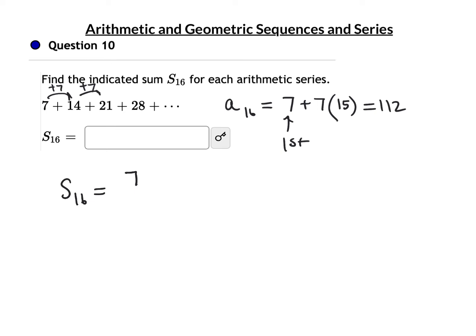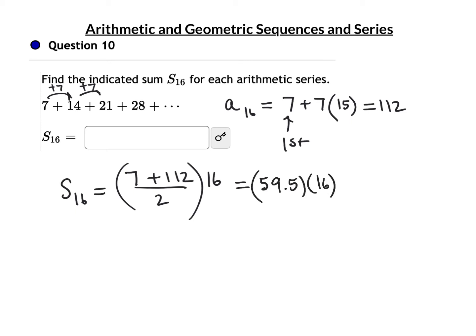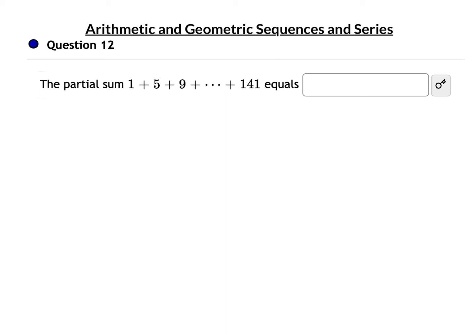So back to the partial sum. We average the first term and the last term, 7 plus 112. We average them, we divide by 2, and we multiply by the number of terms. There are 16. This is 59.5 times 16, which is 952.